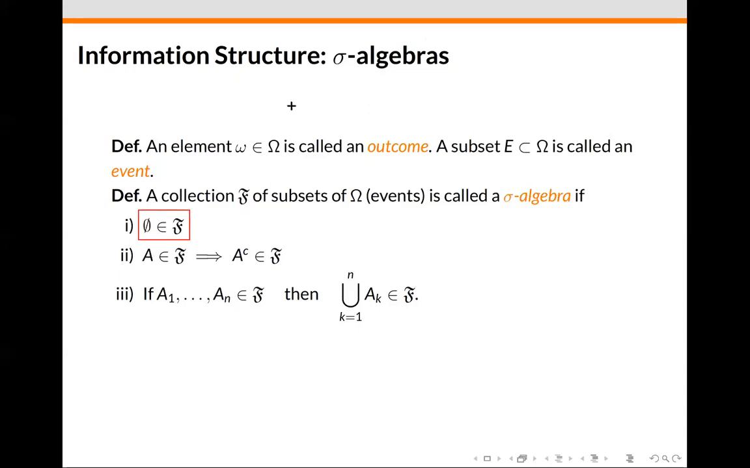We are building a mathematical model for random phenomena, because we want to be able to assign likelihoods or probabilities to events. So if you have a model where you want to talk about the probability of rain tomorrow, for example, you have to be able to talk about the probability of no rain tomorrow. And so this is expressed in this way. If an event is contained in the information structure, then the complement of the event is also contained.